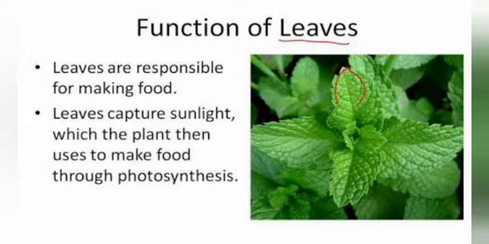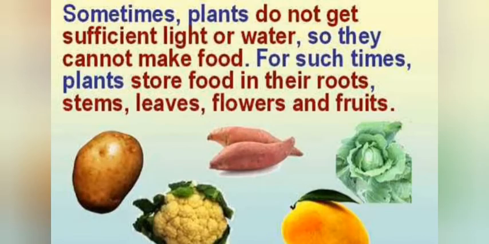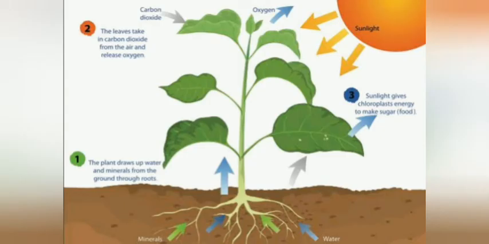For making their food, they use water, chlorophyll, carbon dioxide, and sunlight. This process of making food is called photosynthesis. Plants store food in leaves, fruits, and stems in the form of starch. Leaves are also involved in exchange of gases.